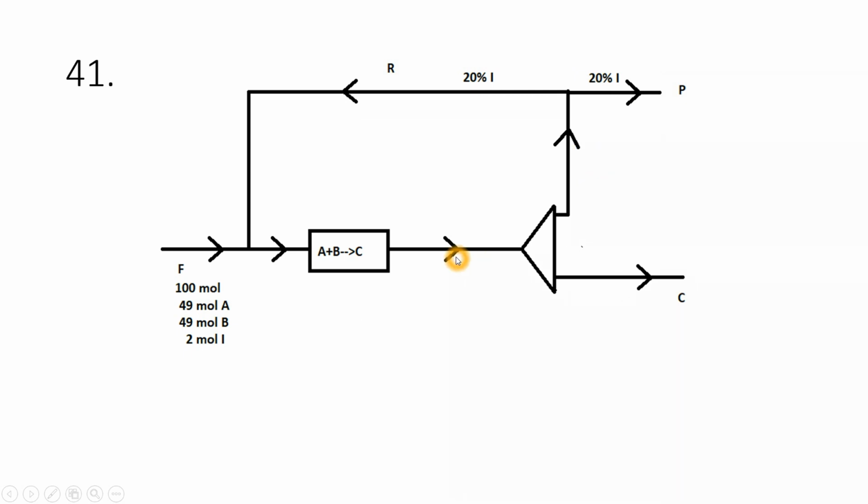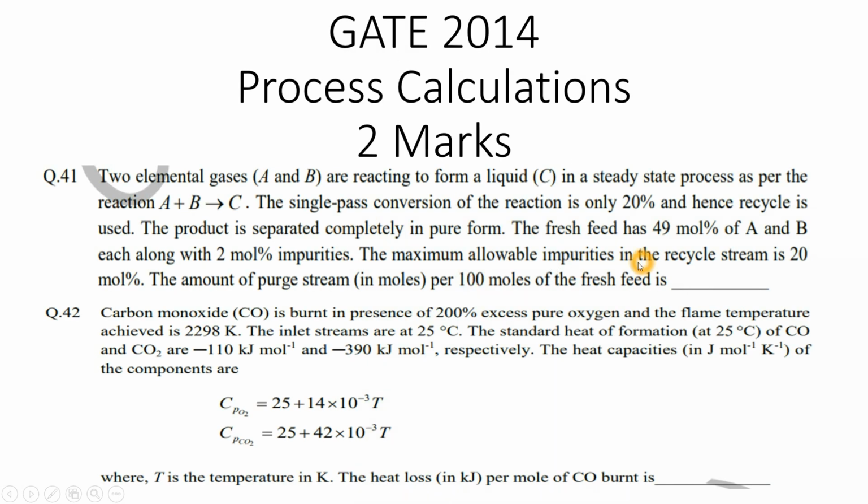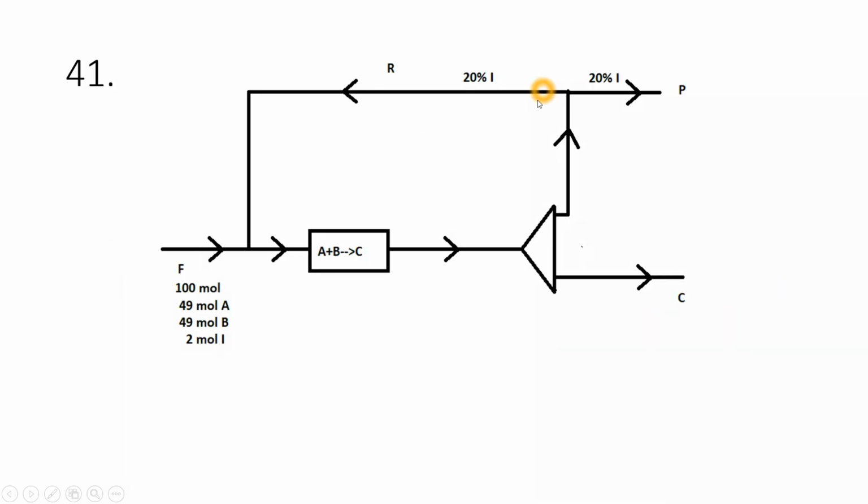Remember one thing, the pure product is C and here will be A plus B and I, right? Since they have given the maximum allowable impurities in the recycle stream is 20 mole percent only, remember one thing: whenever there is a splitting of the stream, the composition will remain the same, right? So composition will be the same in recycle. If in recycle the composition of inert is 20%, then it should be 20% in the purge stream also, right?